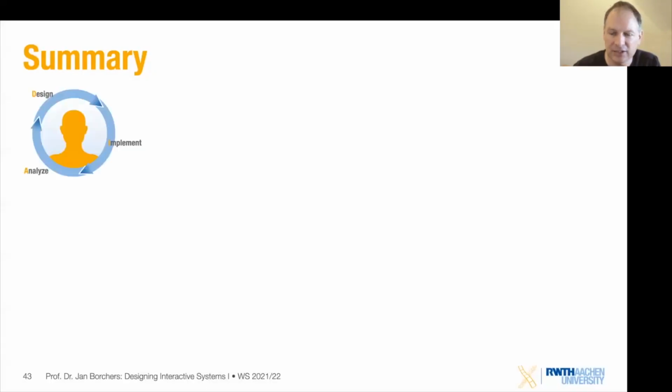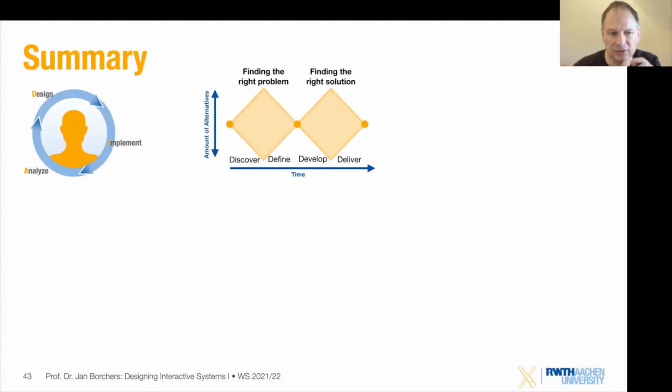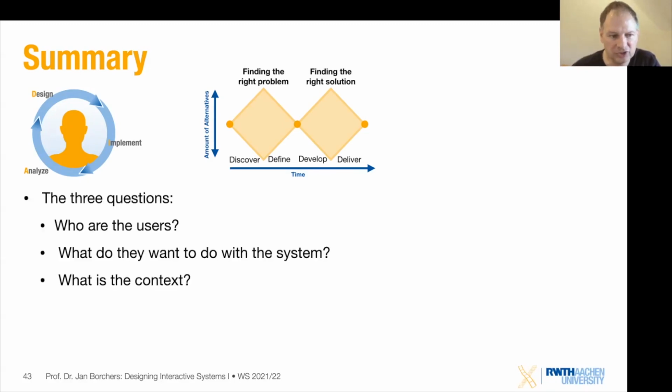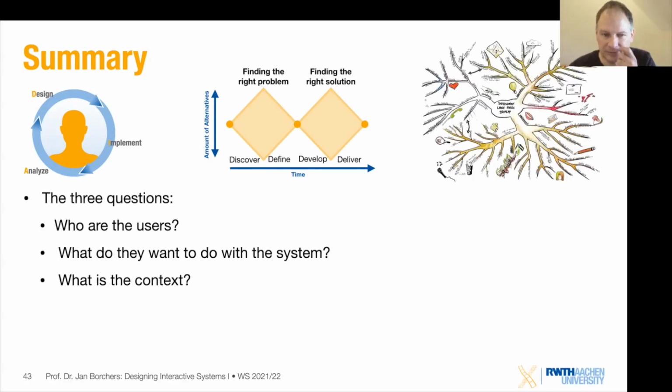We've talked about the DIA cycle. We've talked about this opening of possibilities and narrowing again that happens over the course of this design and develop process. And remember that developers are good at solving problems, and designers are good at finding problems. We talked about the three basic questions of who are the users, what do they want to do with the system, and what's the context. And we've seen an example of how to brainstorm and how to create concept maps to structure that.